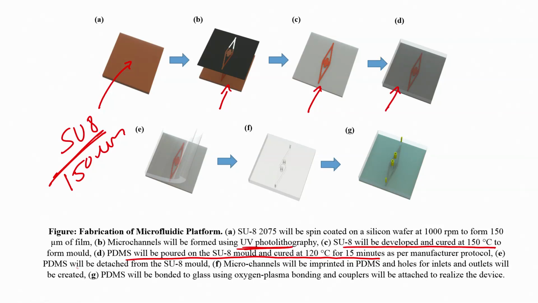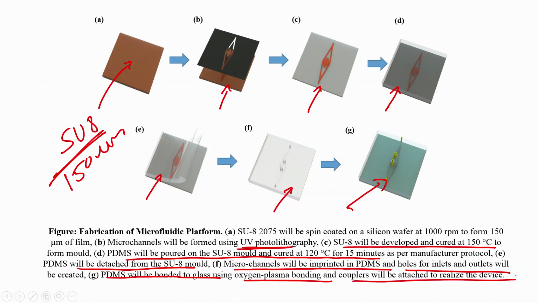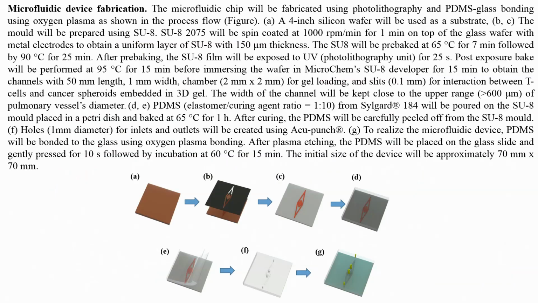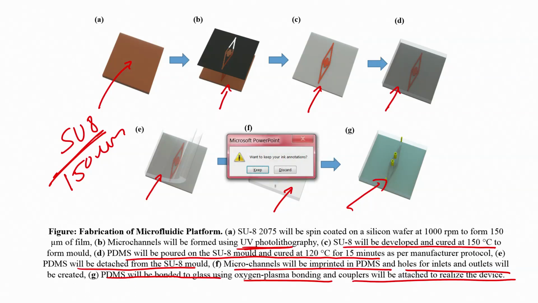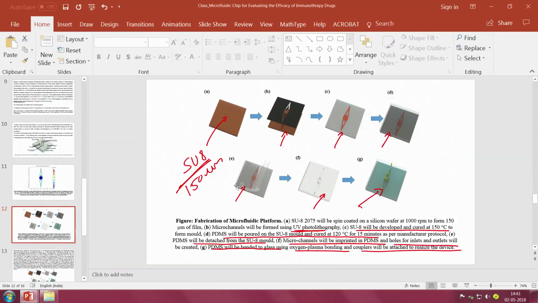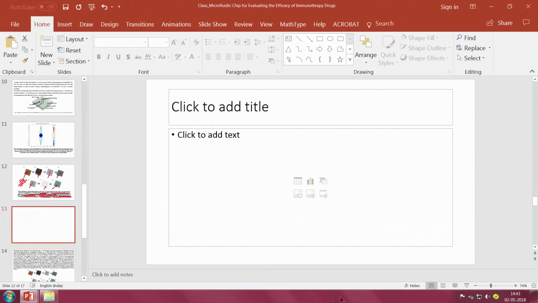E would be PDMS will be detached from SU8 mold. F would be microchannels will be imprinted in the PDMS, and holes for inlet and outlet will be created. Finally, you can see here PDMS will be bonded to glass using oxygen plasma bonding and couplers will be attached to realize the device. Easy, very easy, right? Let us see how we can fabricate the device.